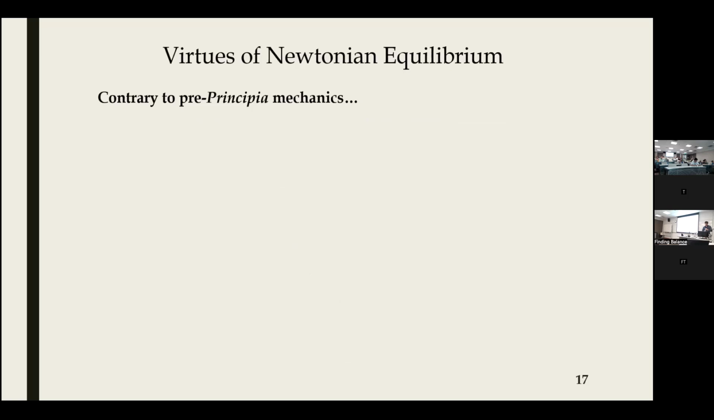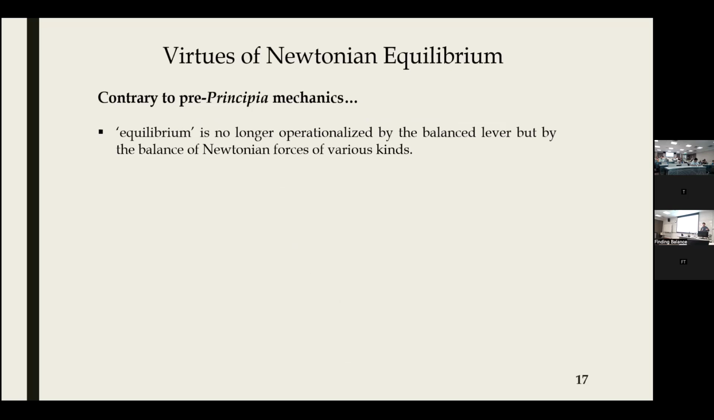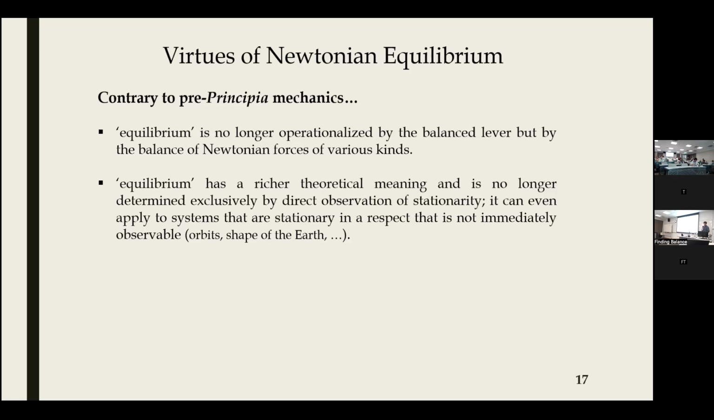Okay, so there's a bunch of changes that occur to Newton's mechanics, right? Just to summarize, equilibrium is no longer operationalized by the balanced lever or equivalent machines, but you can understand it very generically as the balance of Newtonian forces of various kinds. Equilibrium in the process obtains a much richer theoretical meaning. It is no longer determined exclusively by direct observation of stationarity. You can make inferences about a system being stationary in a respect that are dictated by theory that are not immediately apparent to you, such as orbits. And it can even apply to systems.